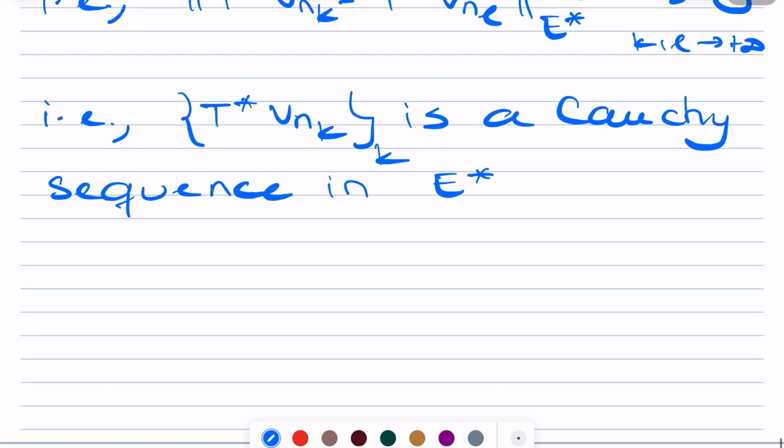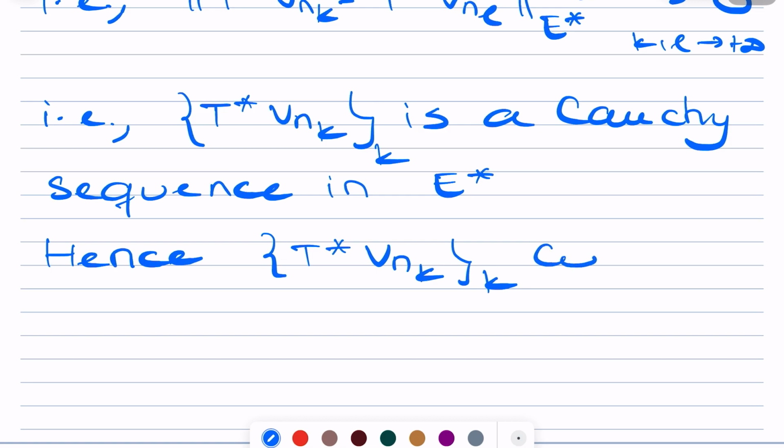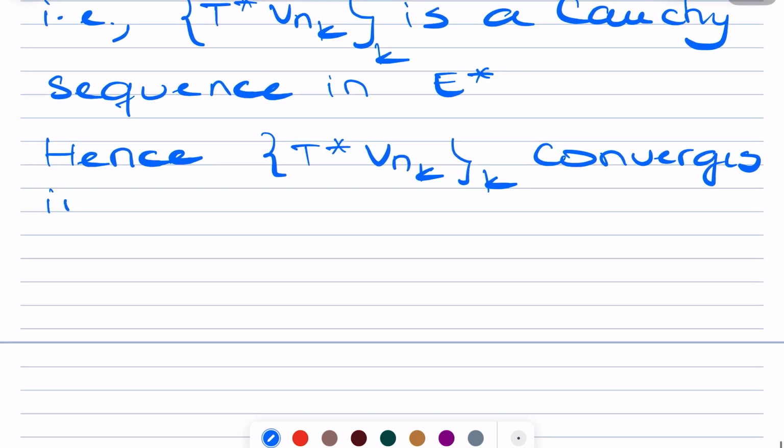so T star vnk converges in E star. Let me just highlight this, that this is a Banach space.